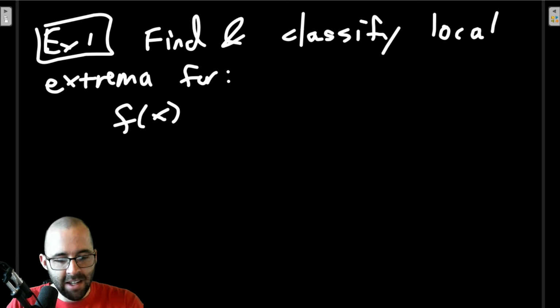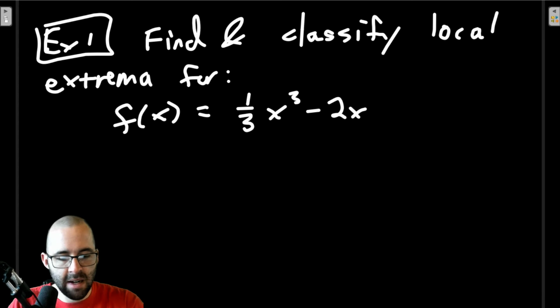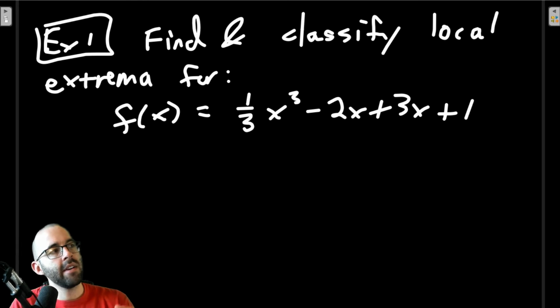Nice work, buddy. f of x is equal to 1/3 x cubed minus 2x squared plus 3x plus 1. All right. So we're going to find critical points.